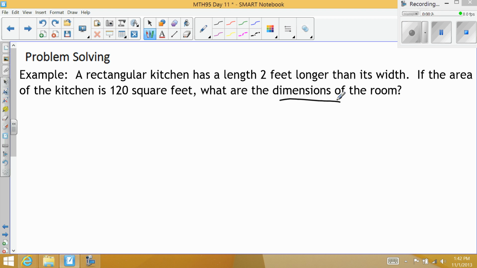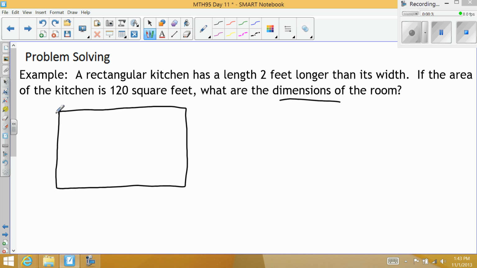So we're looking for the dimensions of the room, and we're also told it's a rectangular kitchen. Anything geometric, I like to make a little sketch to help me keep track of the information. So the dimensions of a room are the length and width, and we're told the length is 2 feet longer than its width. So we could let x be the width of the room, and then the length of the room will be 2 feet more, so x plus 2.